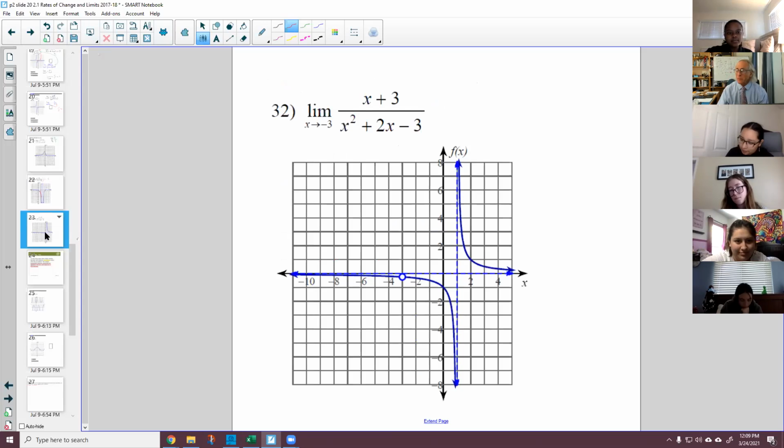Okay, last problem. Pay close attention to this problem because not only am I seeing a vertical asymptote, I'm also seeing an open circle. And that open circle looks to me like it might be in a troublesome spot.